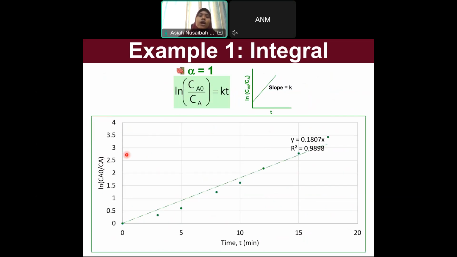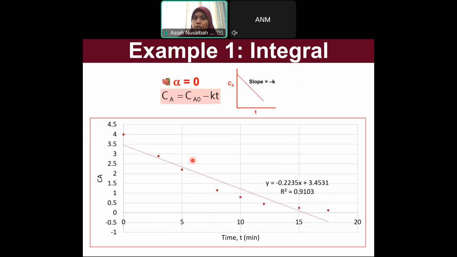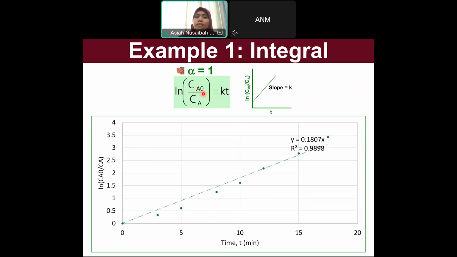Then we try alpha equals 1. We plot ln(CA0/CA) versus time. Things to take note of: if you notice, there is no constant, C is equal to 0. Hence, when you draw it manually, or even if you draw it using Excel, you have to ensure that the trend line will touch 0. It's different from this part, where you do have the intercept. The intercept is actually CA0 for alpha equals 0. But for alpha equals 1, your intercept must be 0. Ensure that the trend line will touch (0, 0). So here we have R squared, 0.9898.